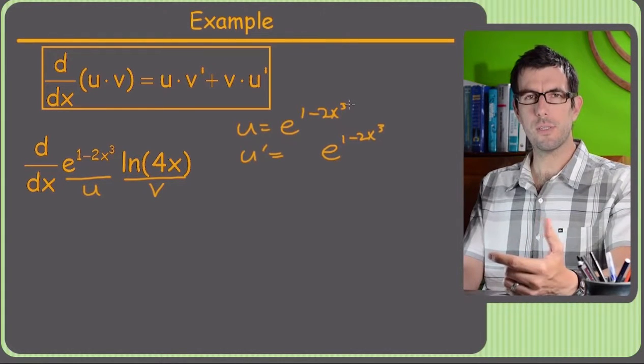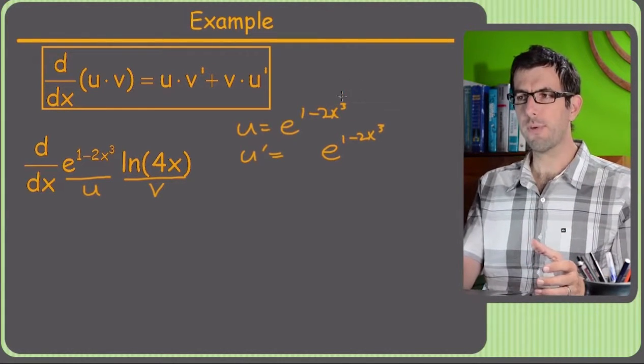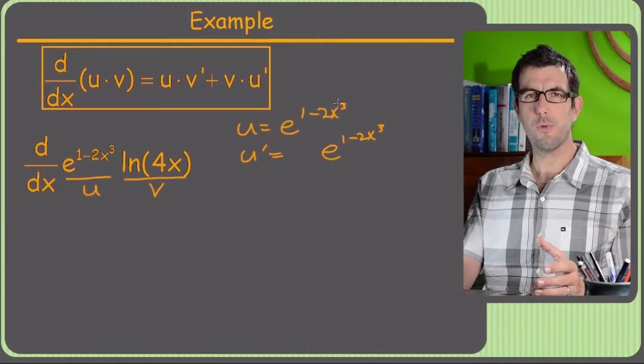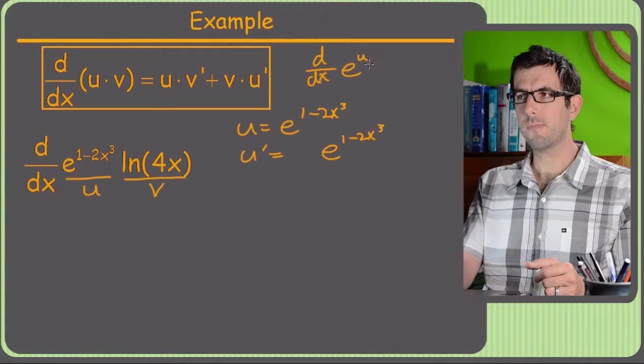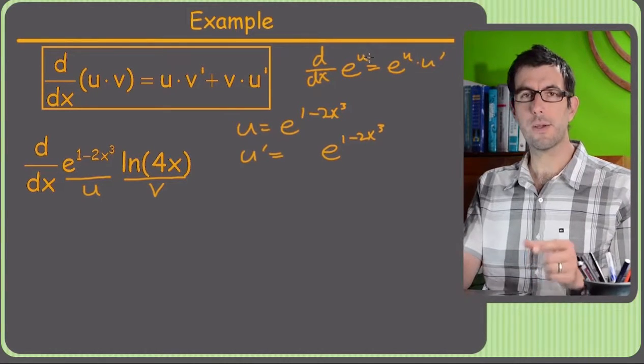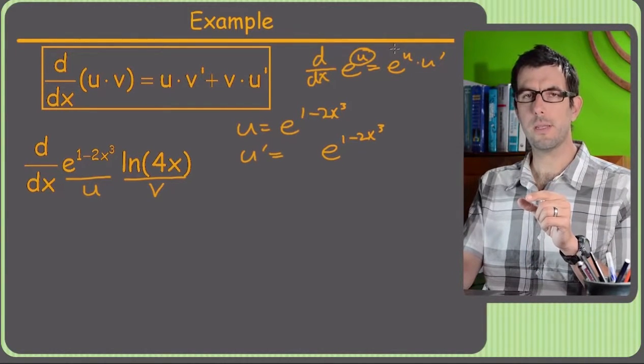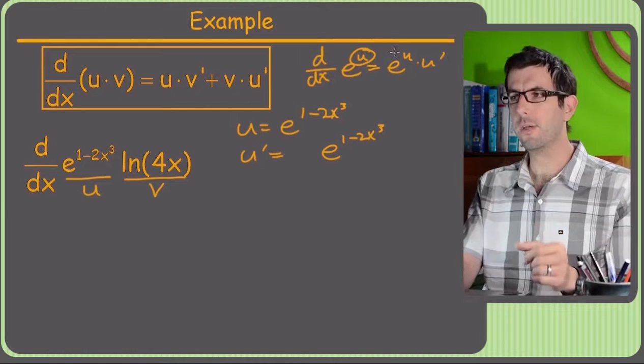A lot of times the confusion students have about these derivatives of e's is that they won't be sure what their u is. But the derivative formula for exponentials is the derivative of e to the u equals e to the u times u prime. So the point here is that the u is just the exponent, not the whole thing e to the whatever.